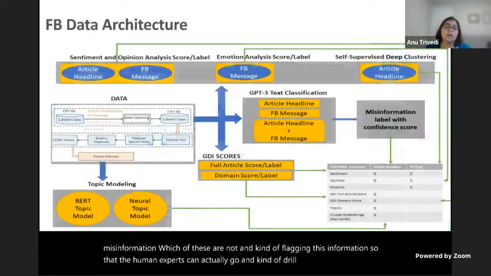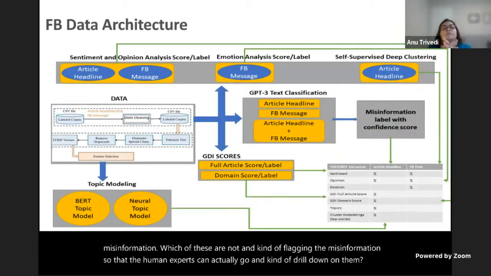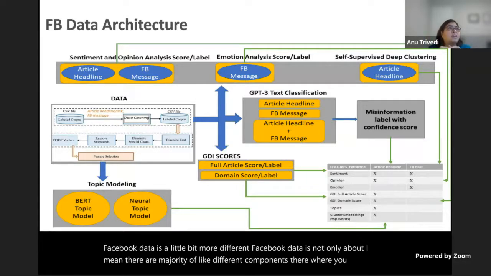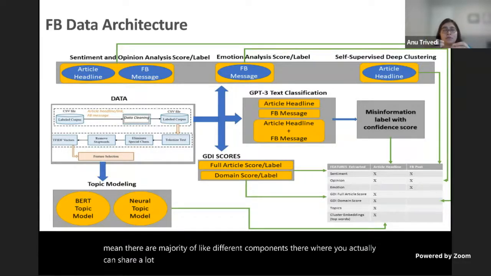so that the human experts can go and drill down on them. Facebook data is a little bit different. There are a majority of different components where you can share a lot. A Twitter snippet is much smaller, while Facebook can have a bigger post.